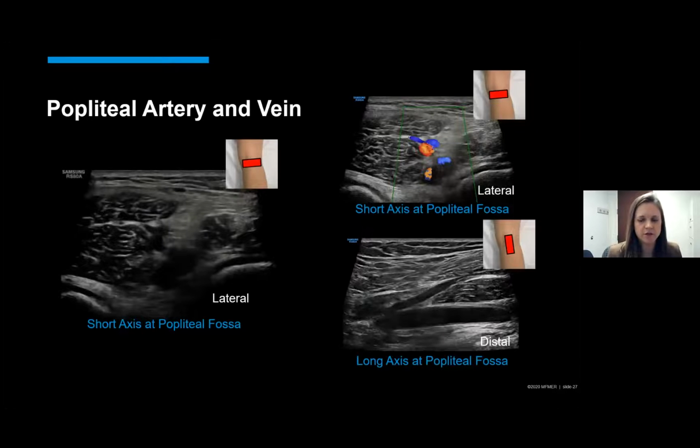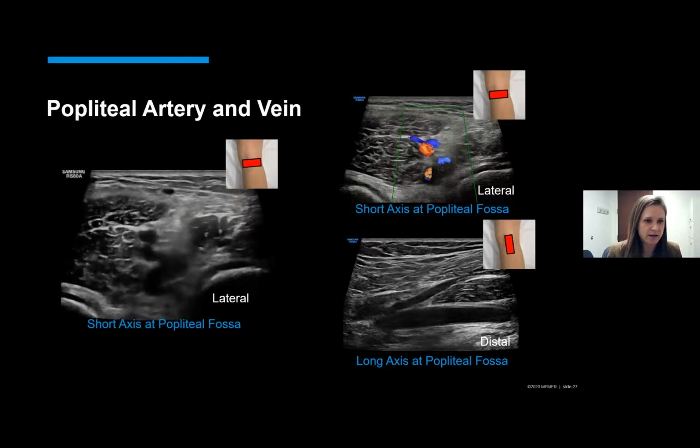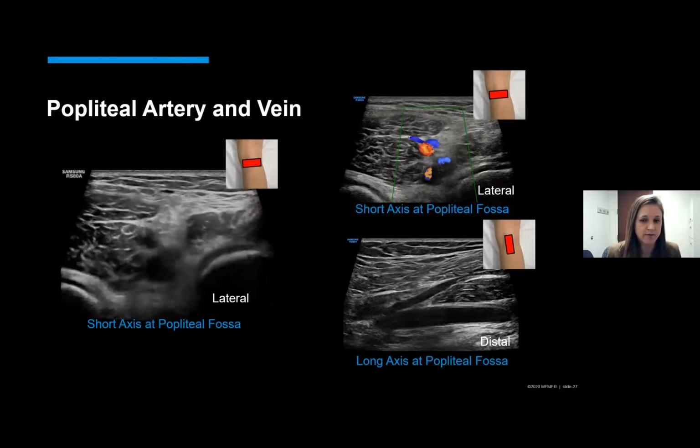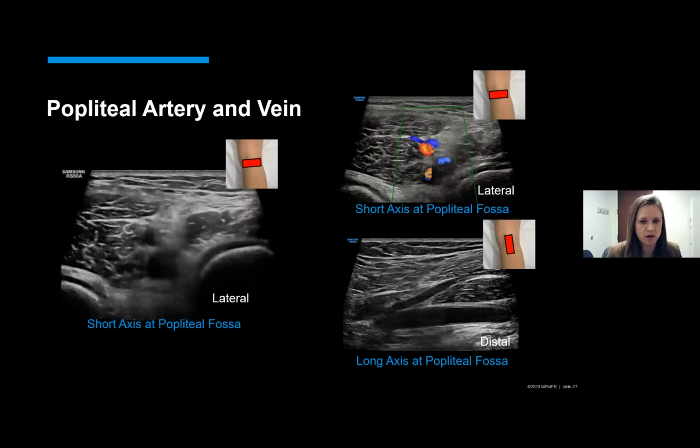The popliteal neurovascular bundle, including the popliteal artery and vein and the tibial nerve, can be seen in short axis in this transverse view over the posterior knee, as well as long axis, which I have here on the bottom right. At the level of the femoral condyles, the neurovascular bundle will be the deepest structures. And to distinguish between artery and vein, you can just compress the area, as the artery will not collapse, but the vein should. And then you can also look at Doppler in this region as well.